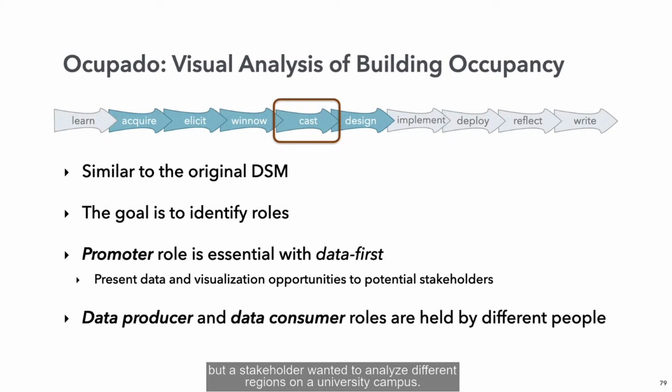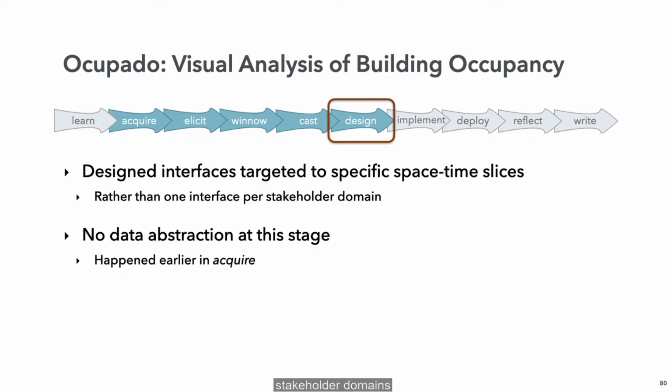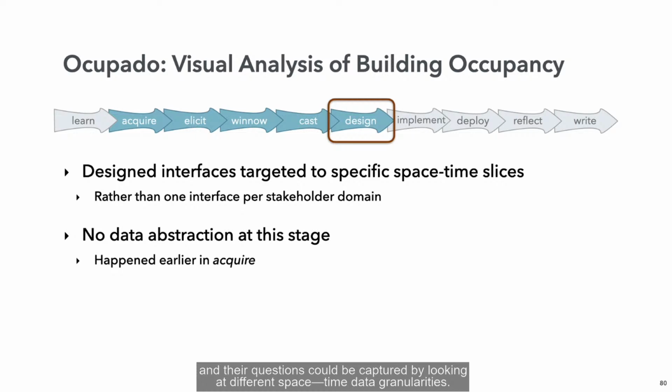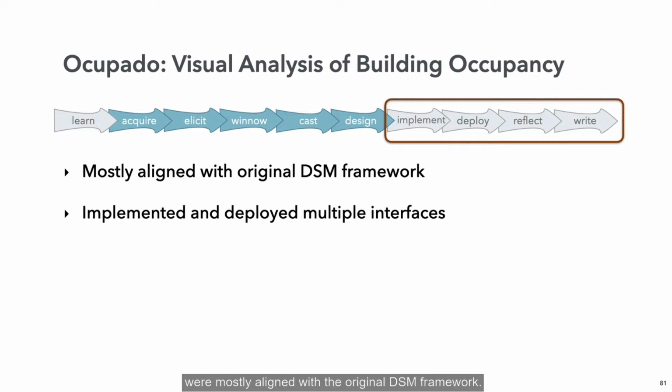In the design stage, we designed interfaces targeted to specific space-time slices. Our original assumption was that we would design different interfaces for different stakeholder domains, but instead, we found a significant overlap between their tasks, and the questions could be captured by looking at different space-time data granularities. The remaining stages, implement, deploy, reflect, and write, were mostly aligned with the original DSM framework.